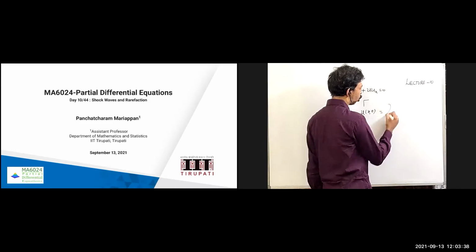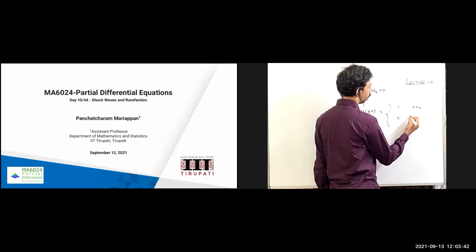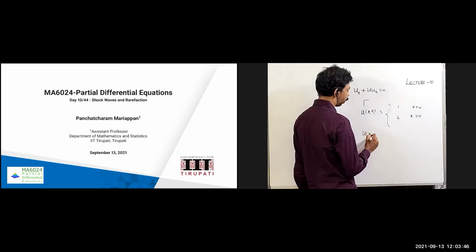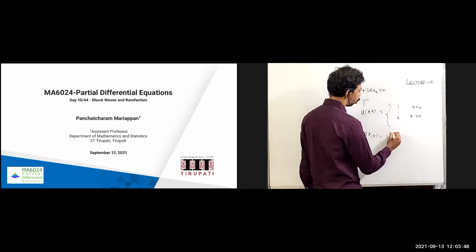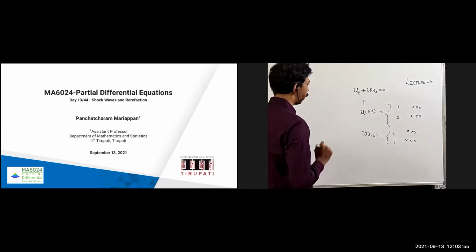I'll be considering two problems. One, if x is less than 0, and two, if x is greater than 0. This is one type of problem. Another initial condition is this one: u(x, 0) equal to 2 if x is greater than 0, and 1 if x is less than 0. So these two types of problems we are going to discuss.